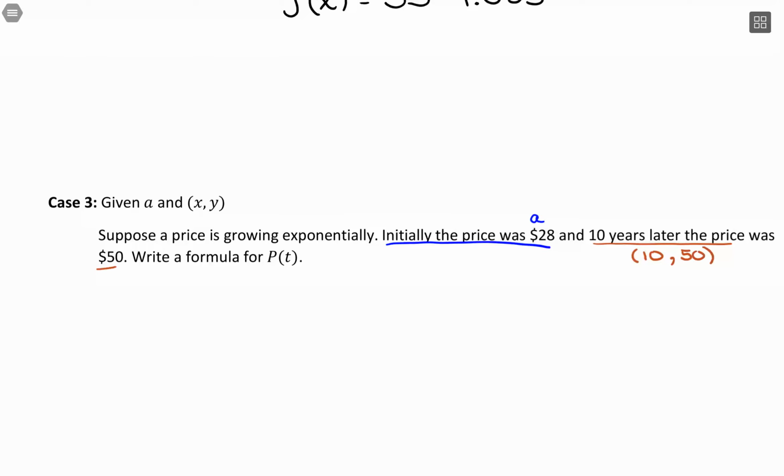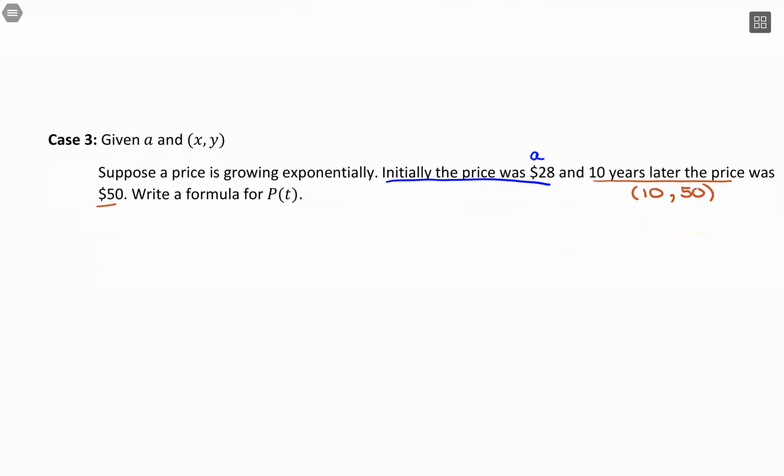Something I'm going to make a mental note of here after reading this sentence is that the price grew when it changed. So with that, I should be getting a function that represents exponential growth because the price is getting larger with the passage of time. So I'm just going to store that in the back of my mind while I solve through this. So what I'm going to do is start the structure of my exponential function. So with that, I have p of t equals my initial value of 28. I don't know what the growth rate is, so I'm just going to put b there and then our variable of t.